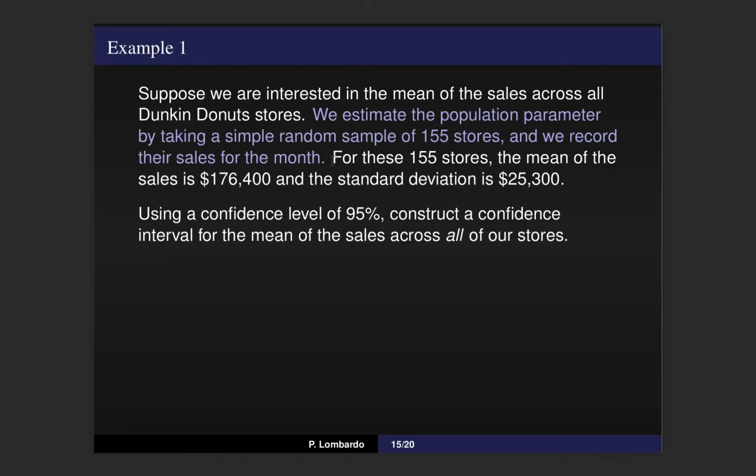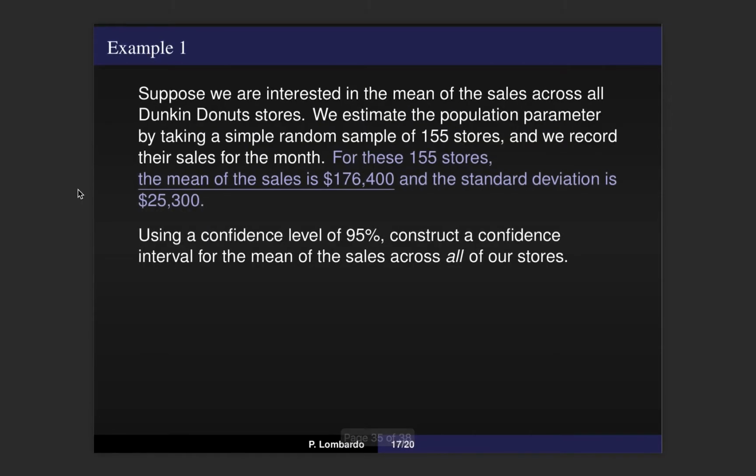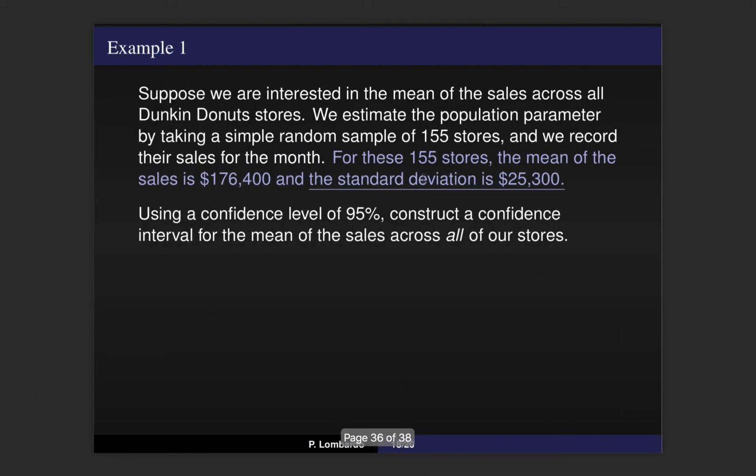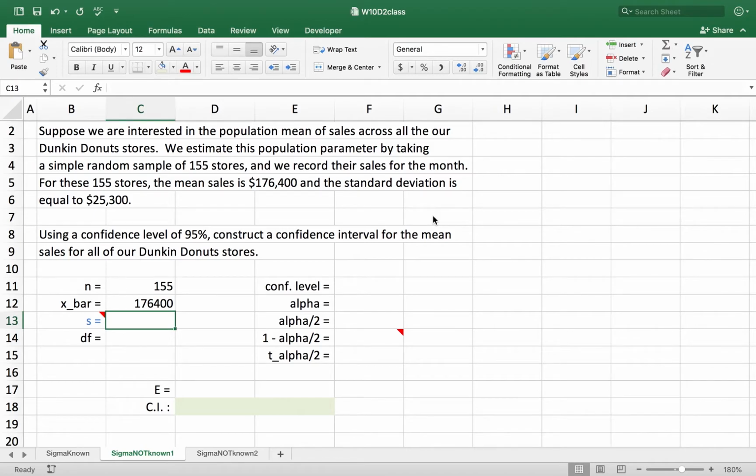For these 155 stores, there's our sample size again, the mean of the sales is 176,400. So we're talking about a sample mean. So this is going to be our x bar, 176,400. And the standard deviation, this is still referring to our 155 stores. The standard deviation for that sample is 25,300. So inside of Excel, we can type this in.